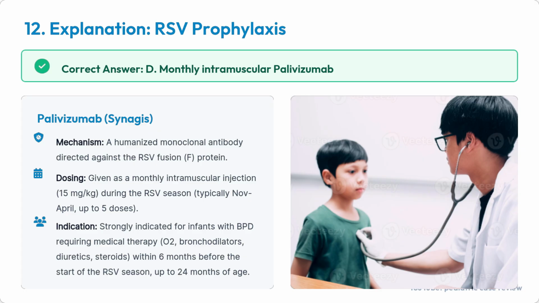Palivizumab is a humanized monoclonal antibody directed against the respiratory syncytial virus fusion protein. It is given as a monthly intramuscular injection of 15 milligrams per kilogram during the viral season and is strongly indicated for infants with bronchopulmonary dysplasia on medical therapy.